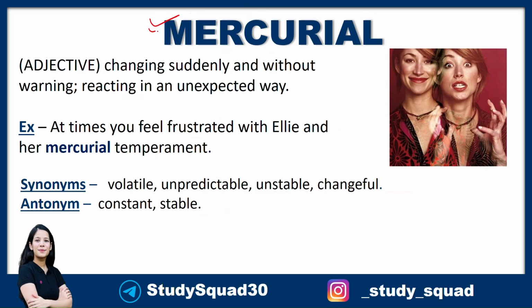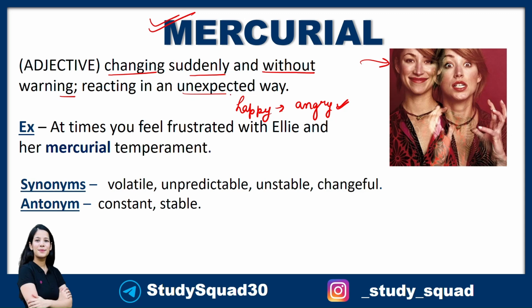Mercurial means changing suddenly and without warning, reacting in an unexpected way. So you can see it here in the image. One person might be very happy at one particular time, and then suddenly there could be a change in their mood, and their attitude could instantly change from a happy face to an angry face, or a difference in their entire attitude could happen, and it is very unexpected.